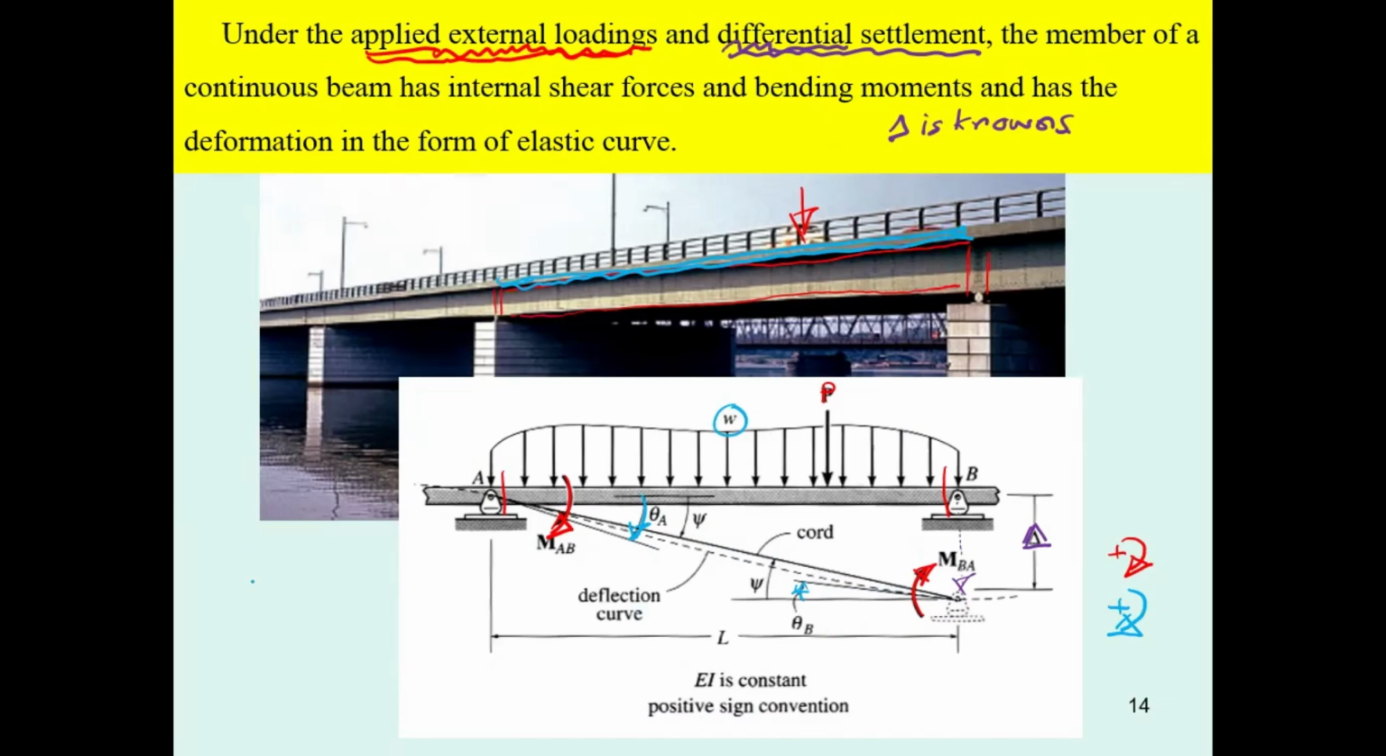Third, we have the angle due to the differential settlement over here. We call it phi. Phi is going to be delta over L. When phi rotates clockwise, delta over L, for this one also, this is going to be delta over L. If they rotate clockwise, they are positive. That's the definition of the positive sign convention.